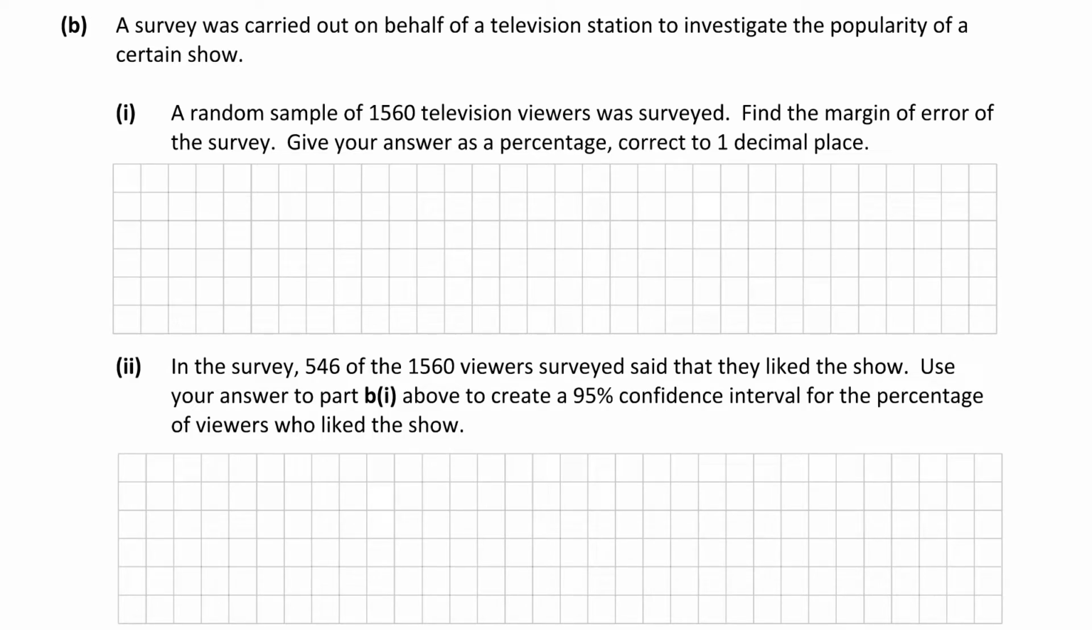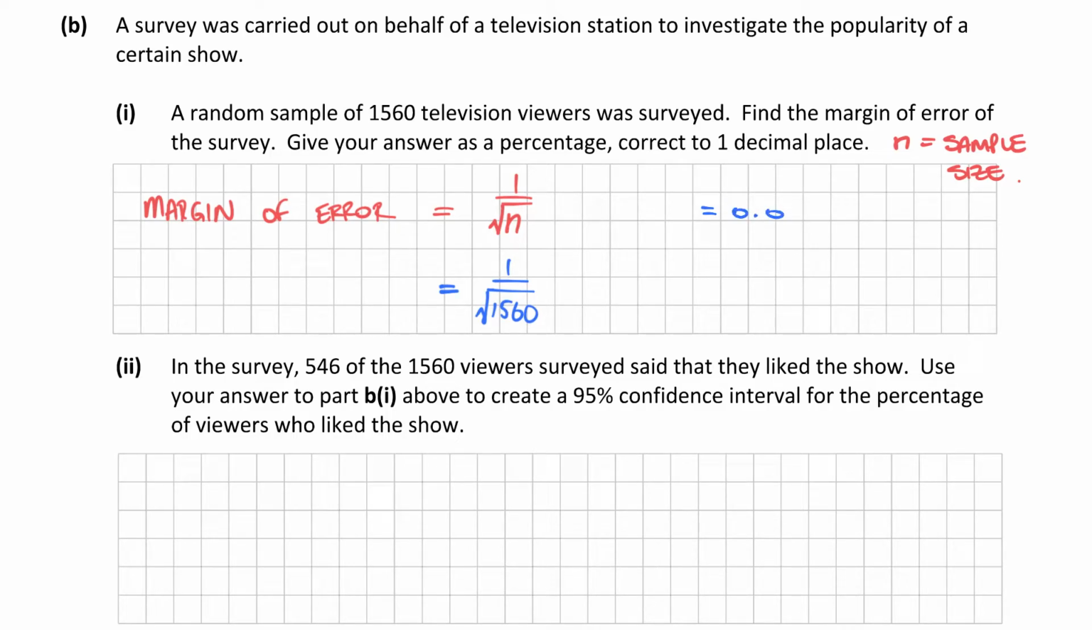So, we know that the margin of error is equal to 1 over the square root of n. Okay, and in this case you need to know what n is. n is equal to the sample size. So in order to find the margin of error, all we need to do is say 1 over the square root of the sample size, and in this case the sample size was 1,560 people. And if you type that into the calculator, you'll end up with a value of 0.025318.